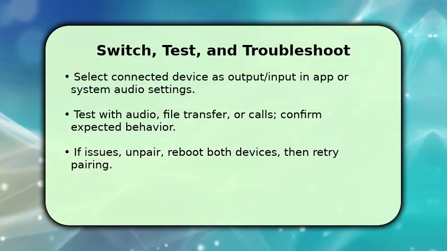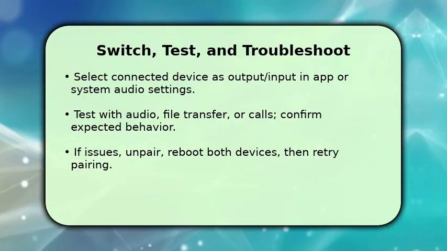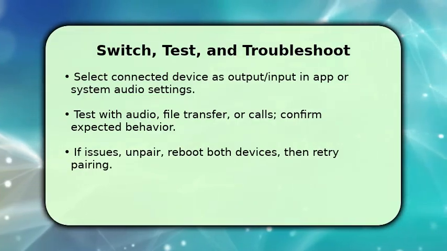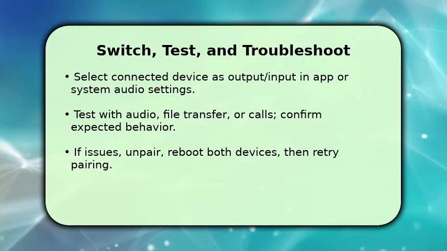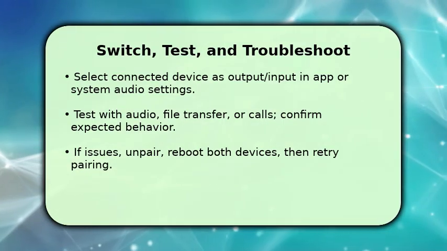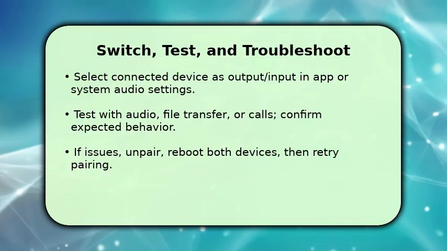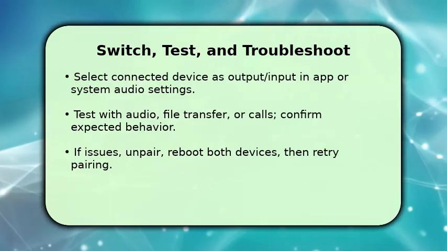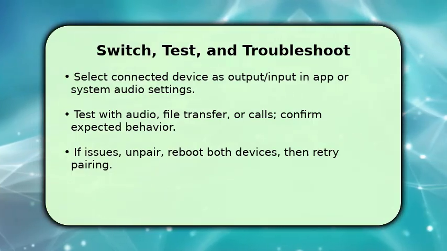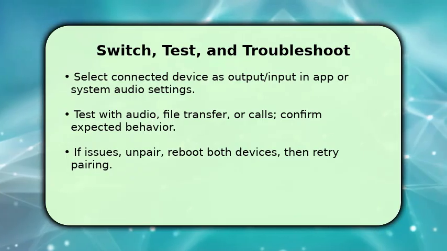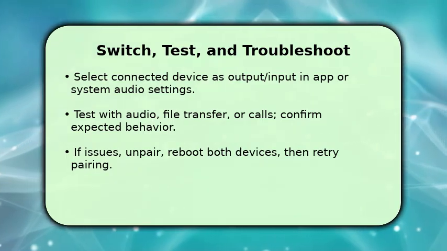Test immediately. Play audio, transfer a file, or place a call to confirm the chosen profile works. If something fails, unpair the device, reboot both devices, and try pairing again. This clears caches and resets radios. If problems persist, check for firmware updates on both devices and repeat the pairing sequence to resolve lingering compatibility issues.